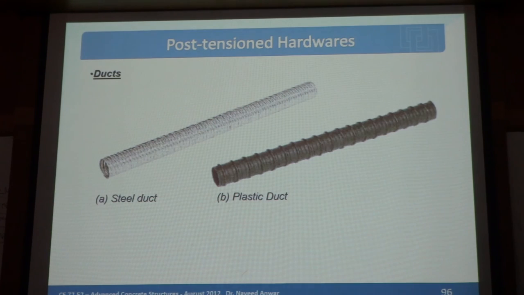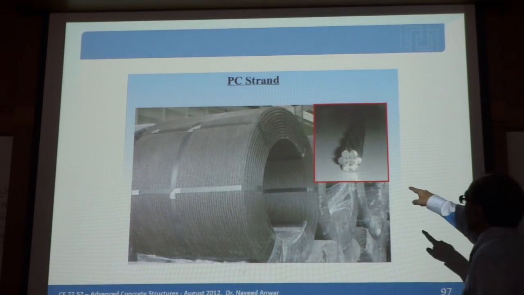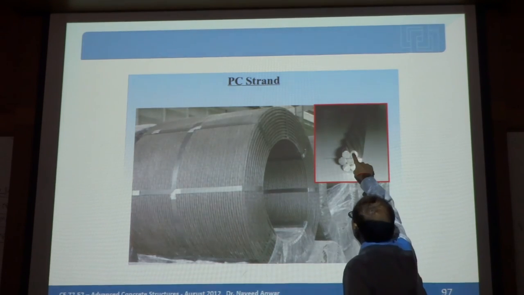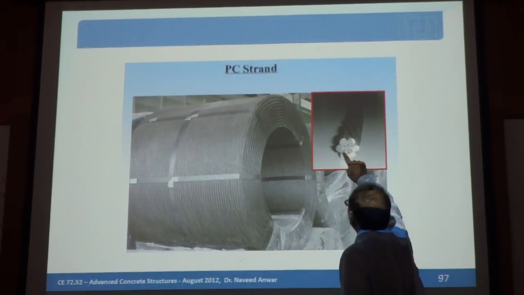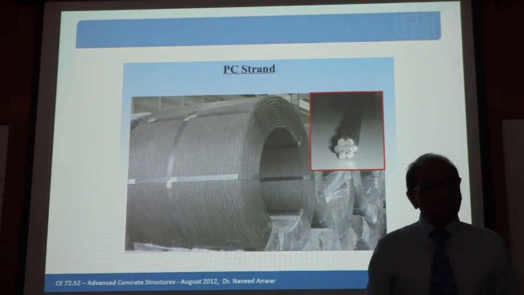here. Those are the ducts, plastic ducts and steel ducts. Sometimes they are round, sometimes they are flat. Those are the pre-stress strands. They come in cables, and each strand normally has this cross section. Normally 7 strands, 1, 2, 3, 4, 5, 6, 7. And they wound them around that, and they're very high tension wires.